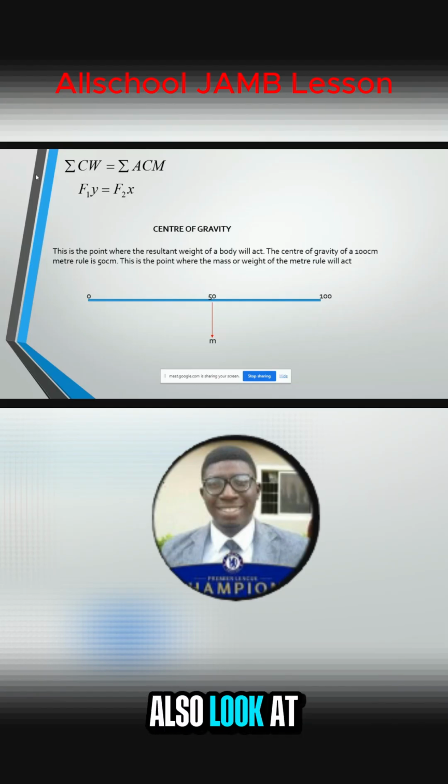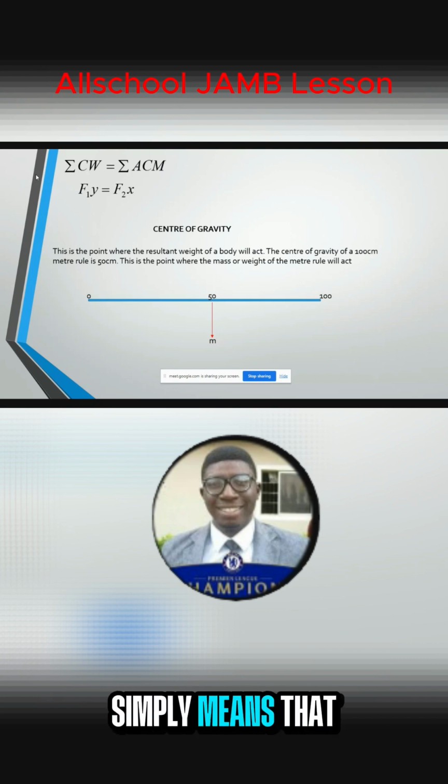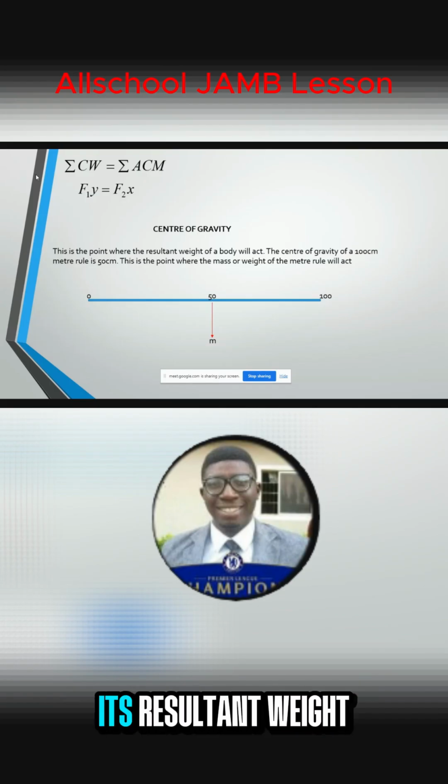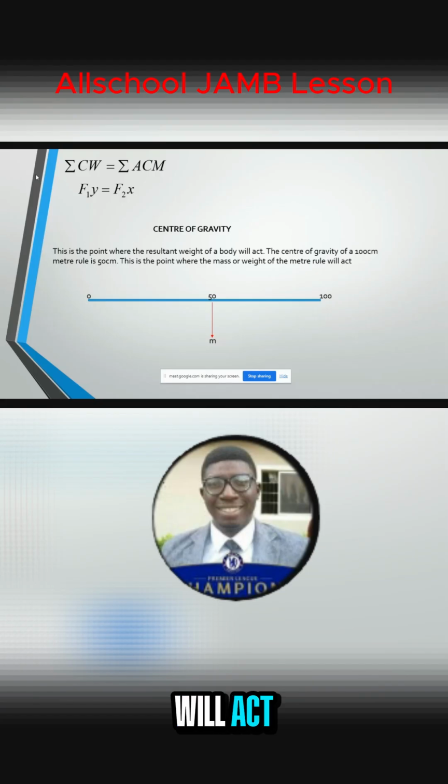Okay, now we also looked at center of gravity. We said that center of gravity simply means that point on a body where the resultant force or the resultant weight of that body will act. The point on a body where its resultant weight will act. And we say that this point is usually at the center of the material.